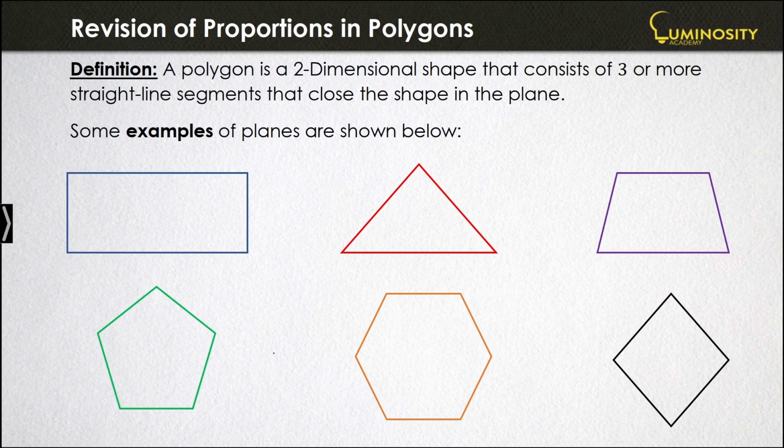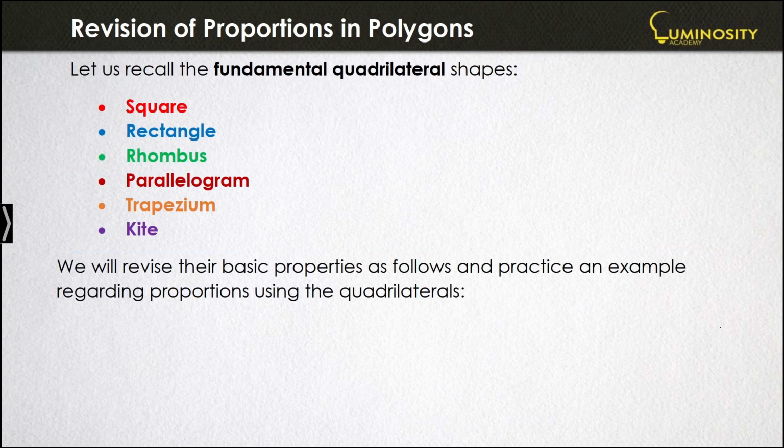A polygon is a two-dimensional shape that consists of three or more straight line segments that close the shape in the plane. So here are some examples shown below. This rectangle is a polygon in the plane. This triangle is a polygon. This trapezium, this pentagon, this hexagon, and this diamond or kite. All right, so these are examples of some polygons.